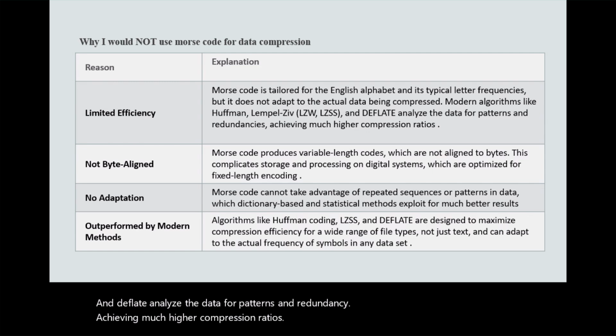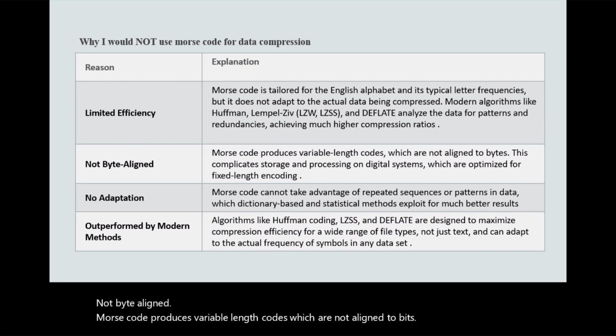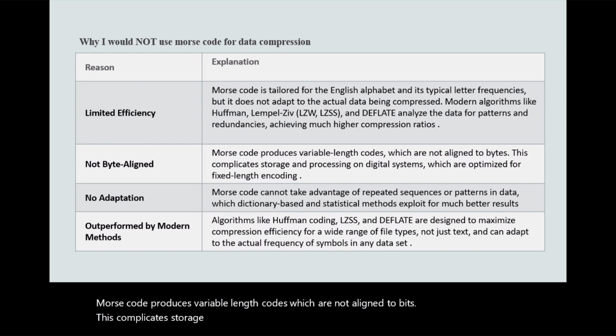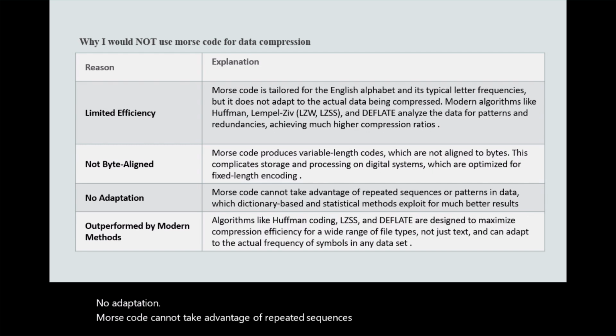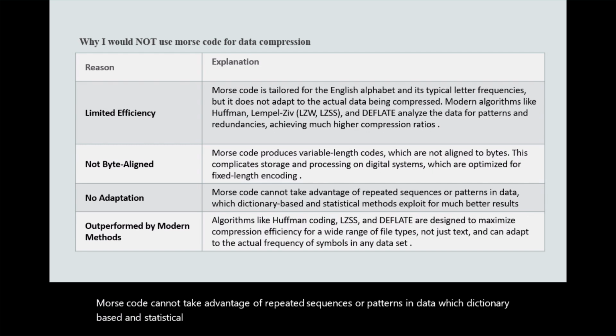Not bit aligned. Morse code produces variable length codes which are not aligned to bits. This complicates storage and processing on digital systems which are optimized for fixed length encoding. No adaptation. Morse code cannot take advantage of repeated sequences or patterns in data, which dictionary-based and statistical methods exploit for much better results.